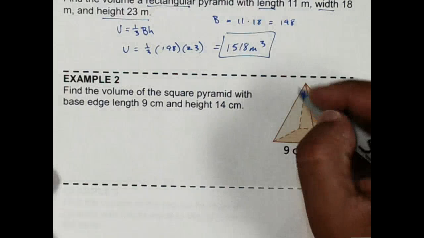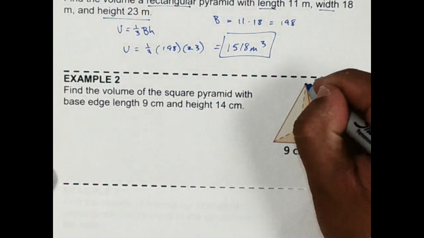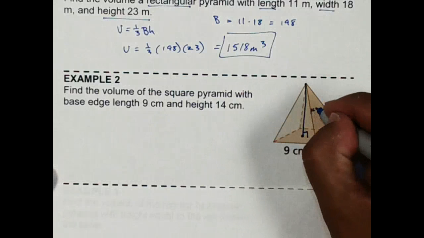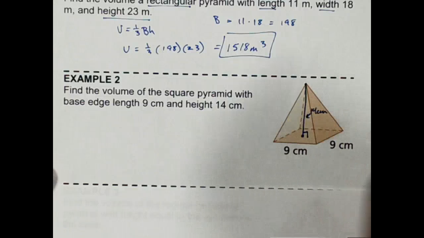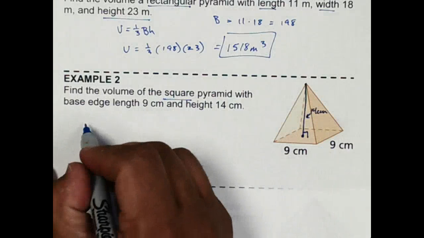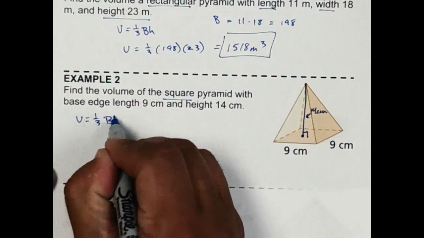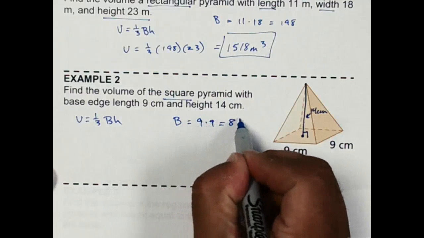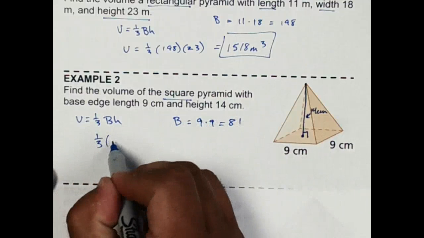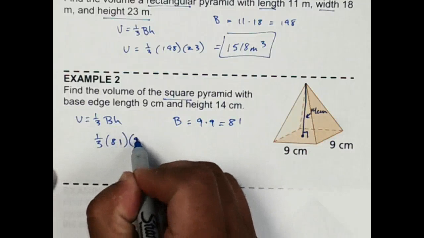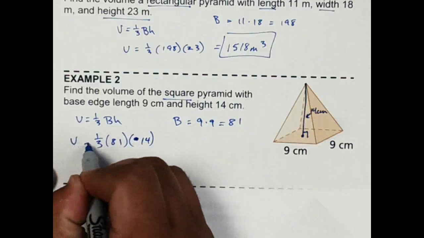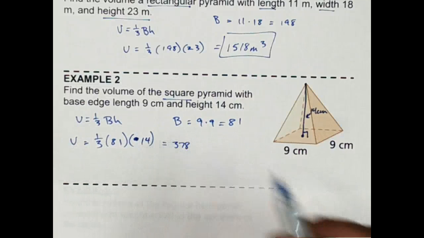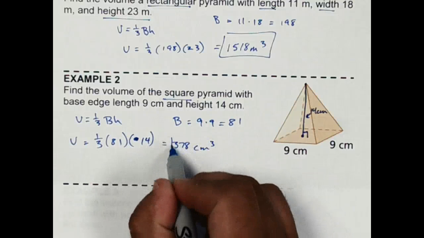Okay. Next one, volume of a square pyramid with a base edge length of 9 and a height of 14. The height isn't drawn for you, but if you want to draw it, it goes straight down to the center at a 90-degree angle. That's going to be your 14 centimeters. It's a square pyramid, so again, volume is 1/3 the area of the base times the height. The base is a square, so that's 9 times 9, which is 81. So I want 1/3 of 81 times 14, which comes out to be 378 cubic centimeters.